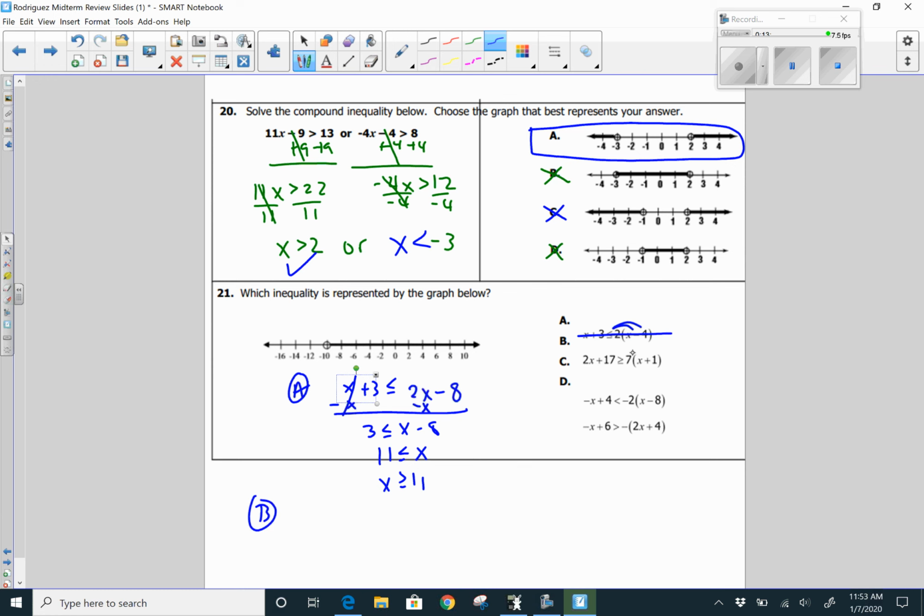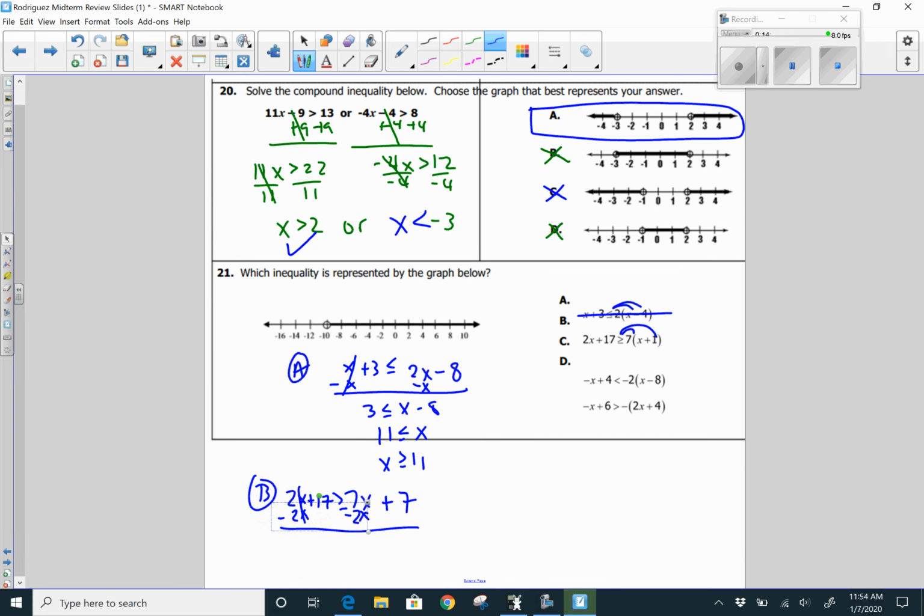So B says, I'm going to do the same thing here. So 7 times x is 7x. 7 times 1 is 7. The 2x plus 17 comes down. And there's a greater than or equal to symbol here. So I want to try to keep the x's positive, so minus 2x on both sides. This cancels out. So I'm left with 17 is greater than 5x plus 7. Subtract 7 from both sides. I'm going to get 10 is greater than 5x.